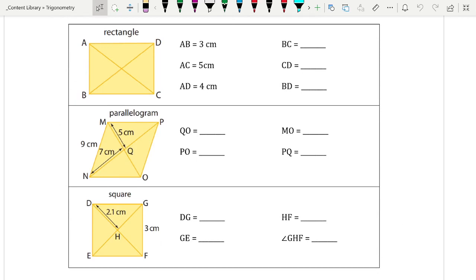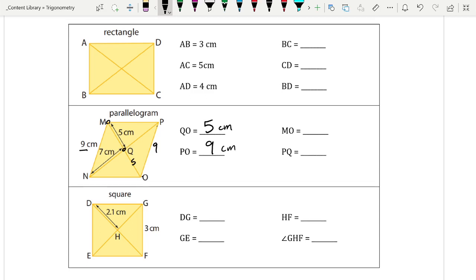Take a look at this parallelogram here. As I look at this parallelogram, it tells me that the distance from here to here is 5. I know that in a parallelogram, the diagonals have to bisect each other. So that means this also, from Q to O, also has to be 5. And I know that from P to O, in a parallelogram, opposite sides have to be equal or congruent. So I should probably put units on this, centimeters.